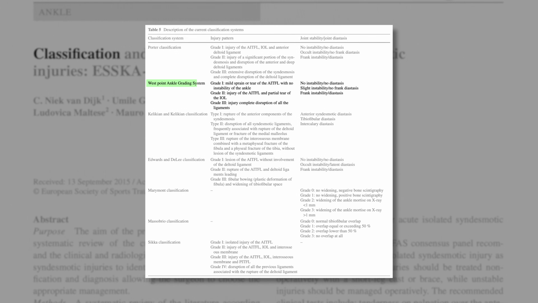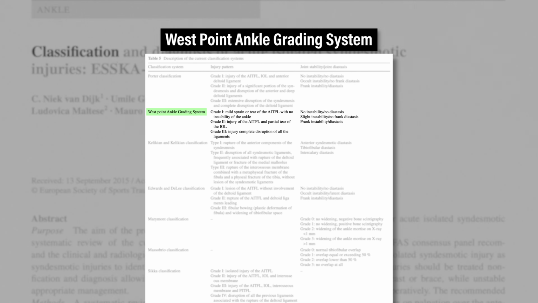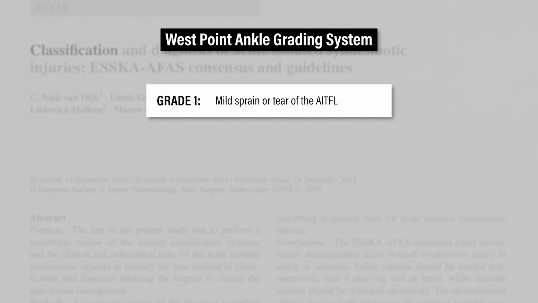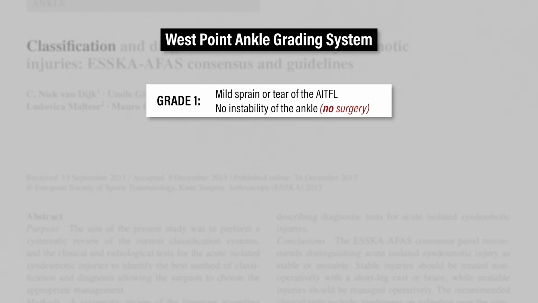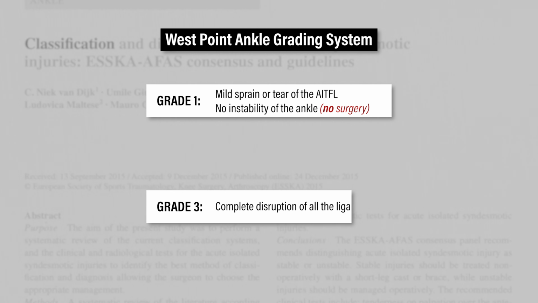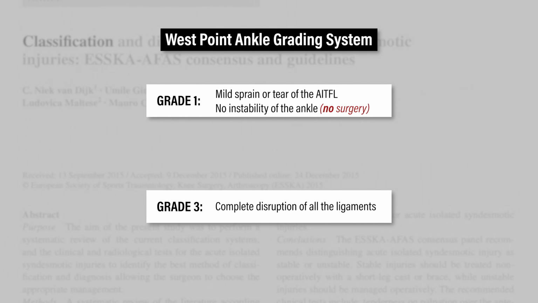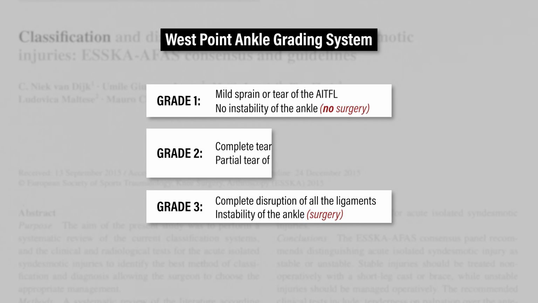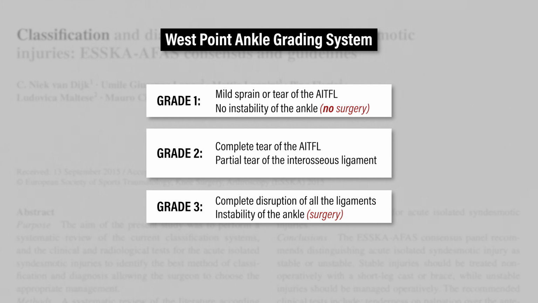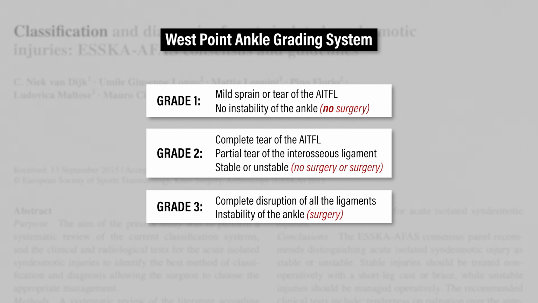A classification system, like the West Point ankle grading system, can be used to grade the severity of the injury. Grade 1 involves a mild sprain or tear of the AITFL with no instability of the ankle. Non-surgical management is recommended. Grade 3 involves complete disruption of the ligaments resulting in instability of the ankle. Surgical management is recommended. Grade 2 involves a complete tear of the AITFL and partial tear of the interosseous ligament. Surgical or non-surgical management is dependent on the stability of the joint, although stability can be difficult to determine.